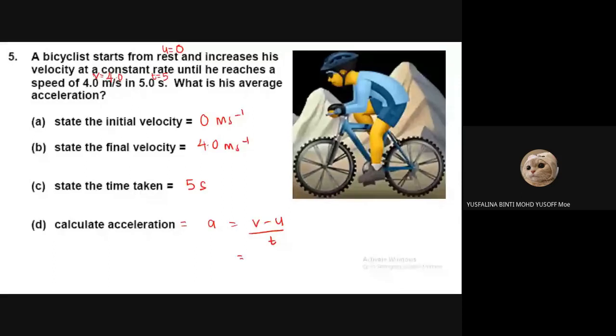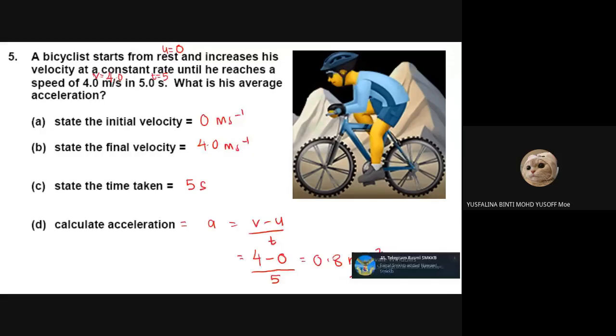They already give you all the info, V, U, and T, so you can calculate. V is 4, U is 0, time is 5 seconds. Then you just use your calculator. 4 divided by 5, you will get 0.8 ms negative 2. Remember, this is the unit for acceleration. Don't put ms negative 1. That one is for velocity or speed.